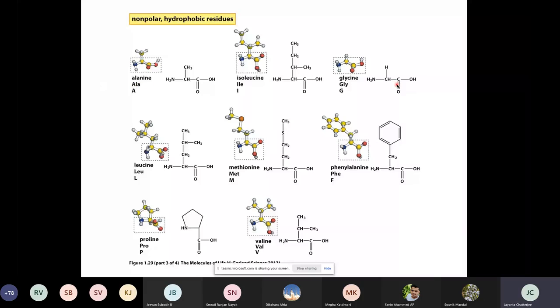Any idea why? Sir, could you repeat the question once? The conformation, the structure of these amino acids when they are present in a polypeptide chain is also very different.